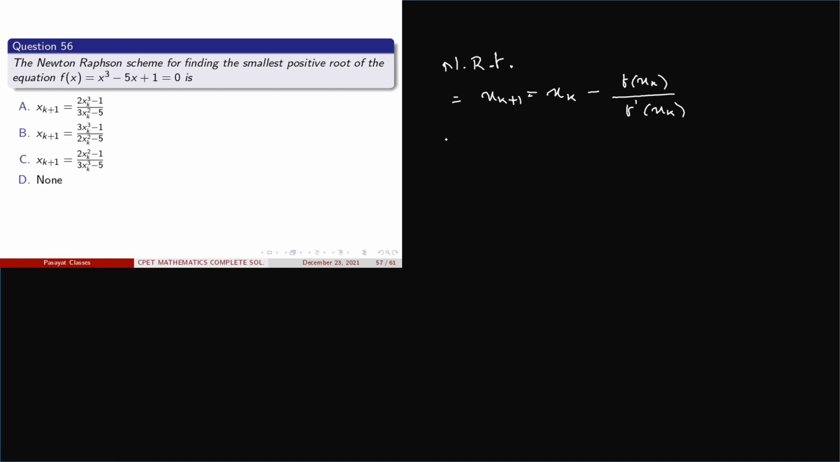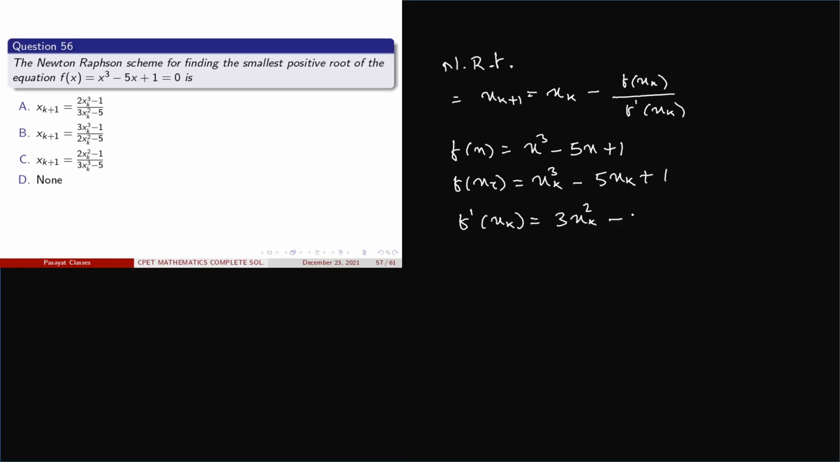And in this case we are given f of x is equal to x cube minus 5x plus 1 equal to 0. So from this we can get f of x k is equal to x k cube minus 5 x k plus 1, and we have to find the value of f dash of x k. So f dash of x k gives 3 x k whole square minus 5. Now putting these values in equation star.